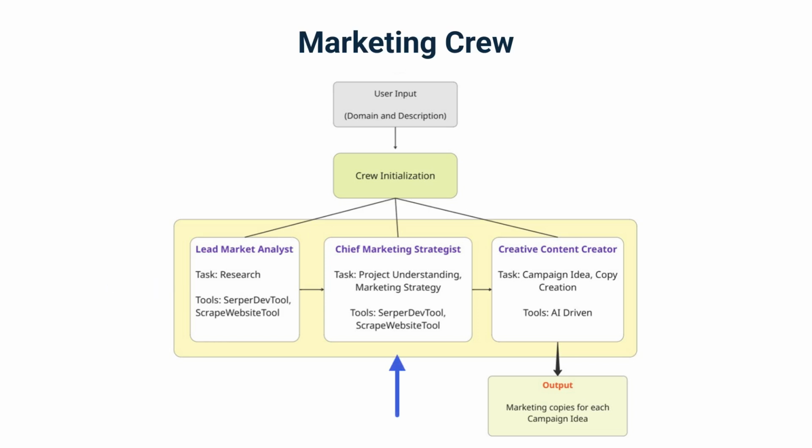The chief marketing strategist then formulates a tailored marketing strategy. Finally, the creative content creator generates engaging ad copies and campaign ideas using AI-powered content tools. The system then delivers refined marketing copies ready for execution.